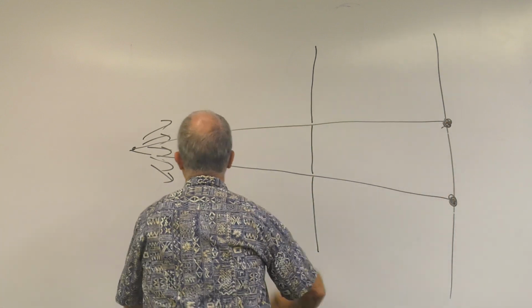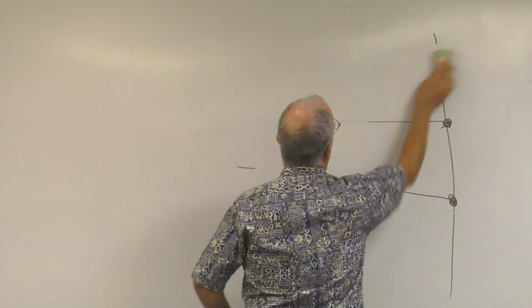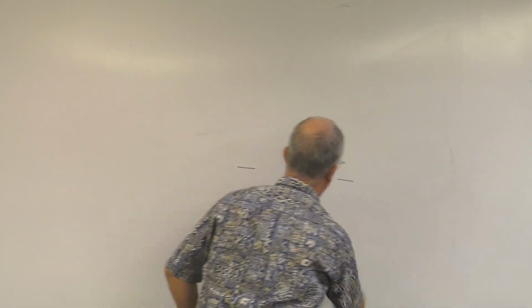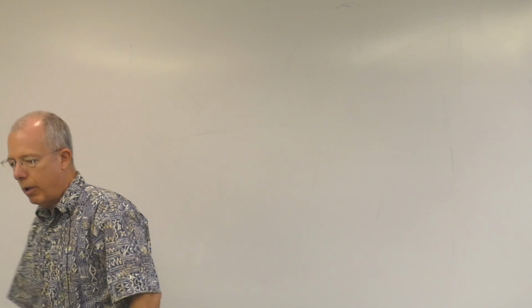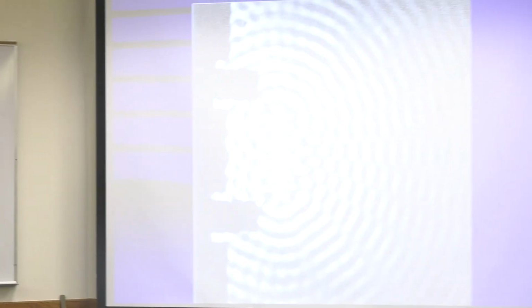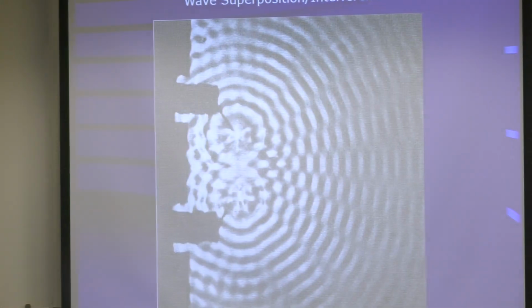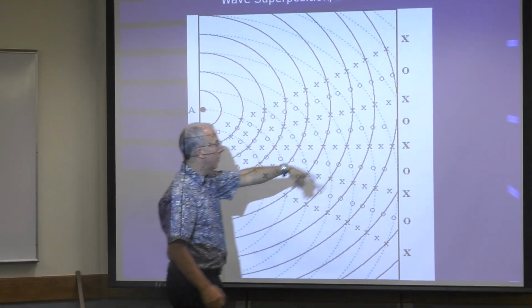On the other hand, if light is made out of waves, then we're going to see basically what I showed you earlier. This. We're going to see this. We're going to see an interference pattern on the screen.